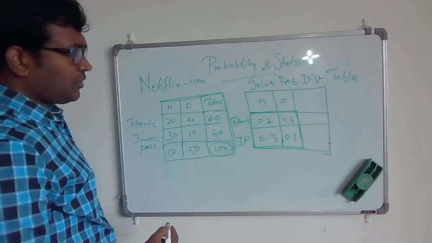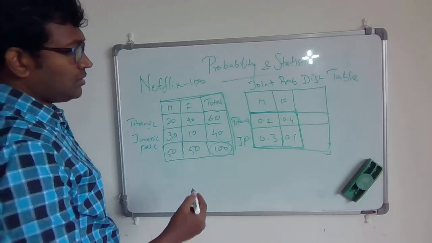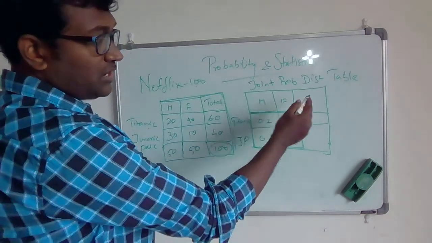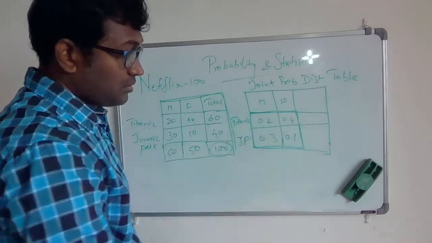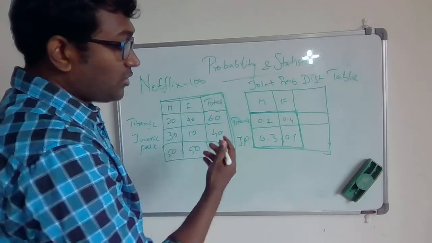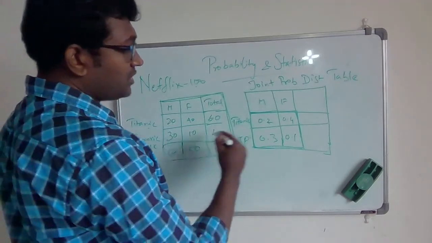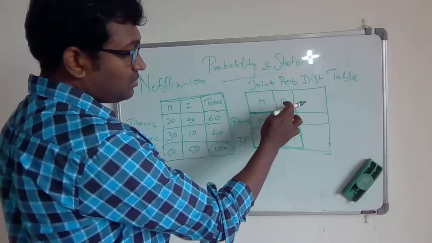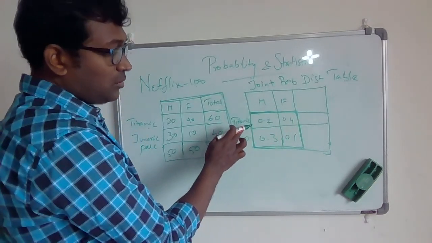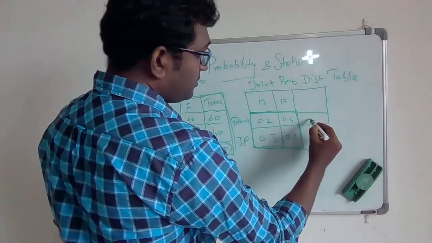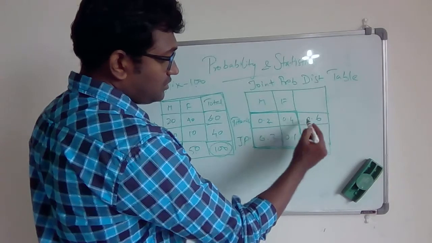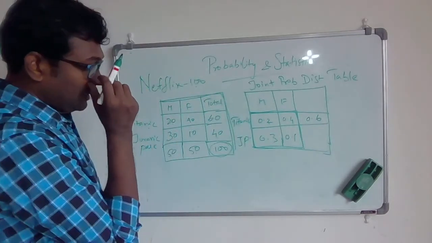Now, if you want to find, I don't care about whether they are male or female. I just want to find out the total number of people who have watched Titanic, and the proportion of people who have watched Titanic. Then it is called marginal probability, which means I don't care whether it was watched by male or female. I just want to find out whether they watched Titanic or not. So it becomes marginal probability. The marginal probability of Titanic is the sum of these two, which is 0.6.